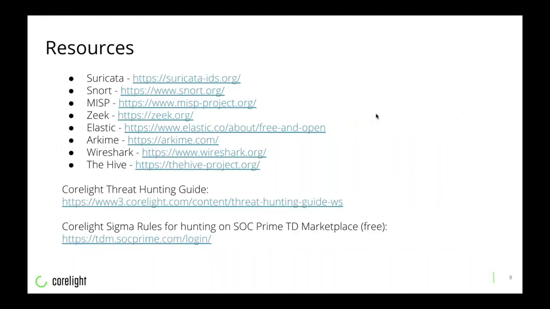So here are some resources. The slides will be shared so you can have access to this, but this is where you can dig in and get some more detail about some of these tools that I've mentioned here.